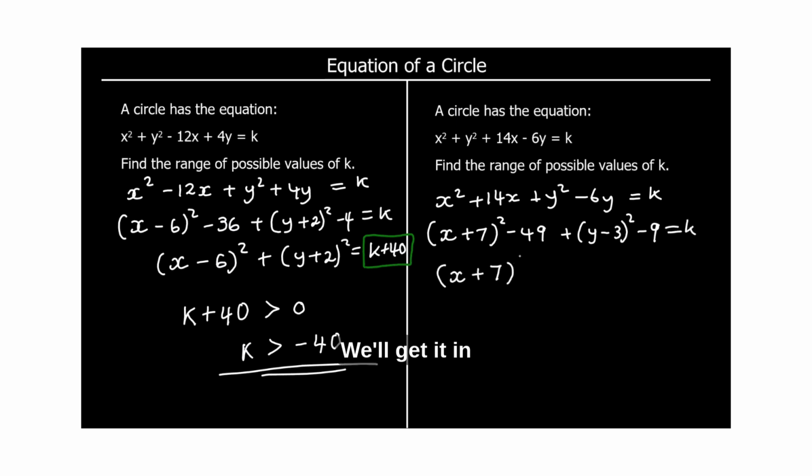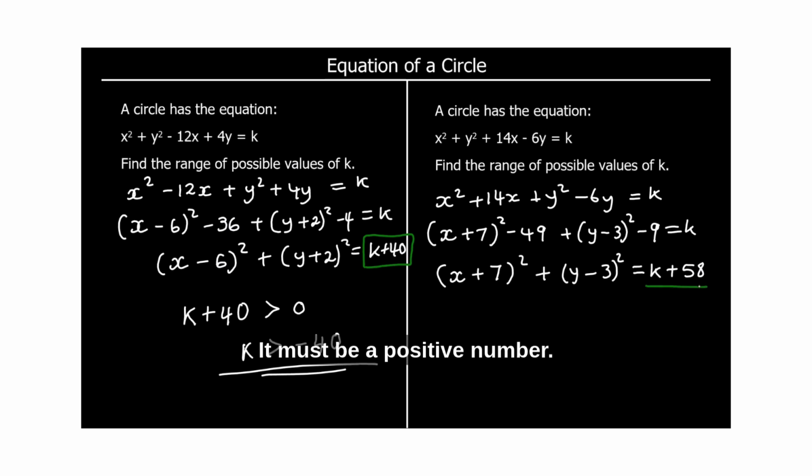We'll get it in the right form. So (x minus a) squared plus (y minus b) squared equals r squared. And we're going to have k plus 58 on the right side. And we know that r squared is k plus 58. It must be a positive number. So k plus 58 must be greater than 0. So k has to be bigger than negative 58.